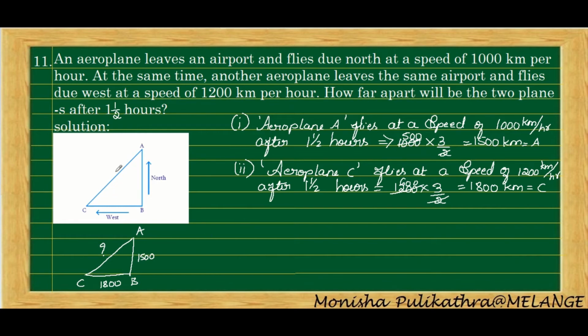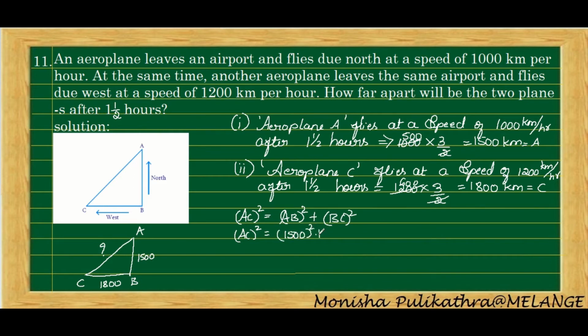You can see here it is exactly a right angle triangle. If it is a right angle triangle, we can apply the Pythagoras theorem. So here the hypotenuse is AC. So AC square is equal to AB square plus BC square. Here we need to find AC square, whereas AB is 1500.